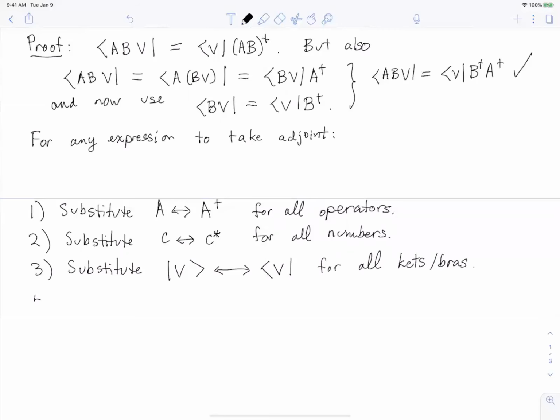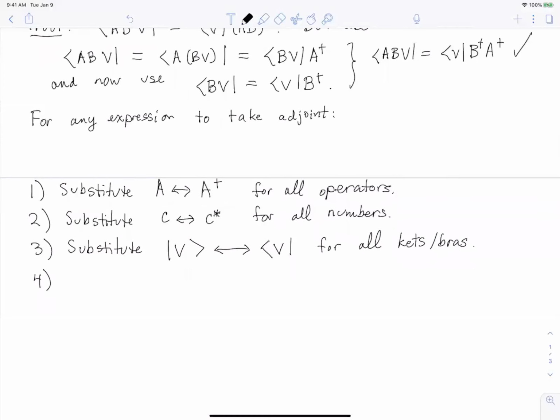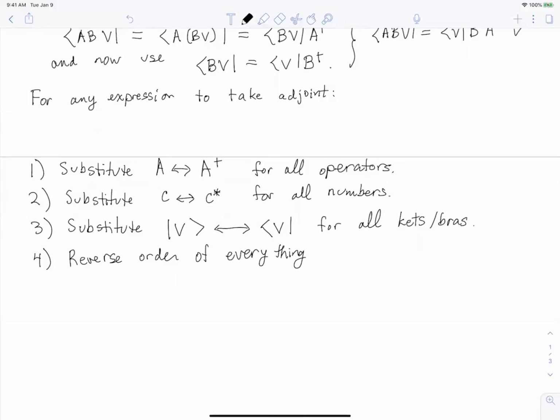And the fourth and last thing you need to do when you take an adjoint, and this is really necessary anyway, because otherwise the expression that you wrote down usually won't make sense, and that is reverse the order of everything. So if you started with a ket on the right, you're going to be writing down a bra on the left. Of course, for the numbers, it doesn't matter where you put them. But for the kets and the bras and the operators, it does.